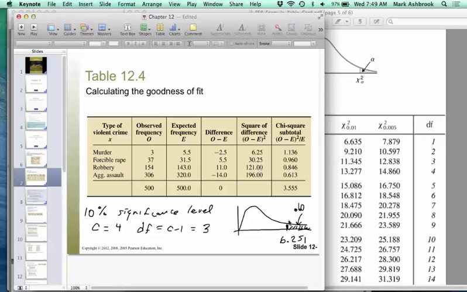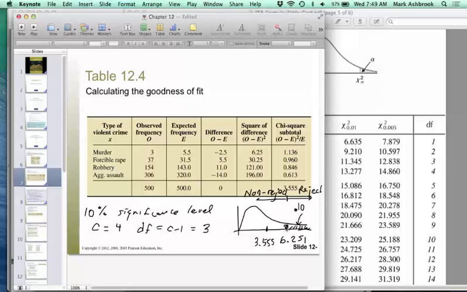Okay, and so then where is our chi-square test statistic? It is here at 3.555. So reject or no reject? We don't reject, right? This is our rejection region here, and this is our non-rejection region. And so what's our conclusion? We have evidence or we don't?